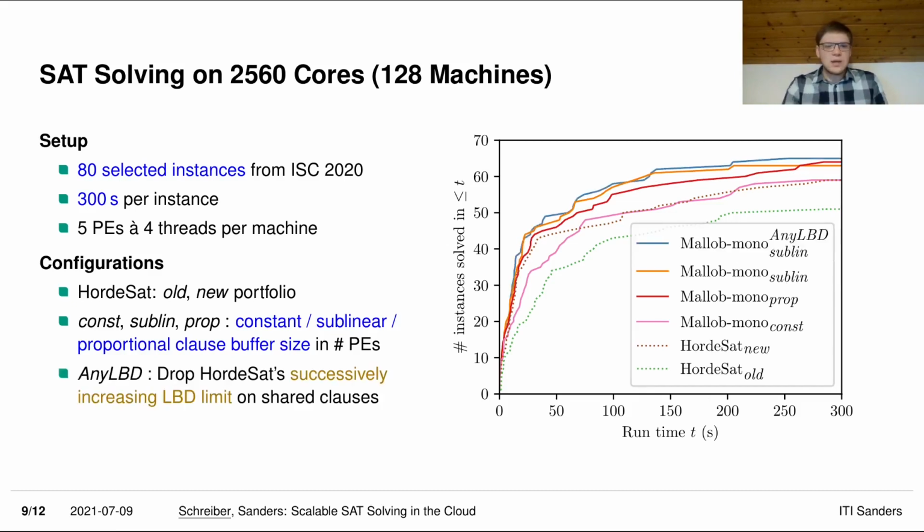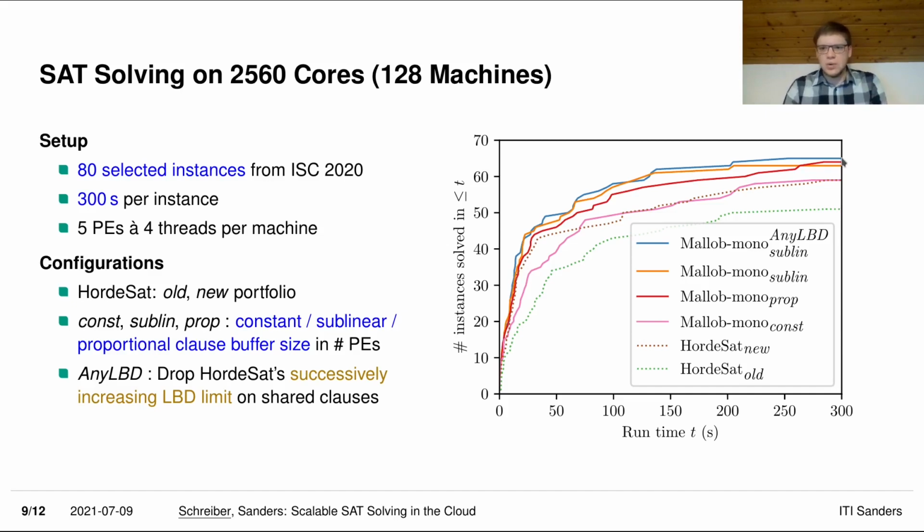And then Hordesat has a mechanism where it imposes a limit on the LBD score, the literal block distance metric of a given clause, in order for it to be shared. And if a PE does not completely fill its buffer, then it will make this limit less strict successively. We found that for our solver, this mechanism is really not beneficial, but rather slightly detrimental to overall performance.